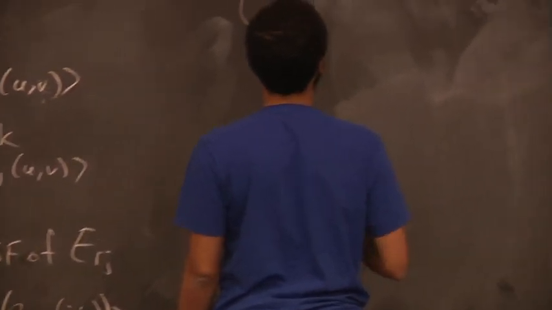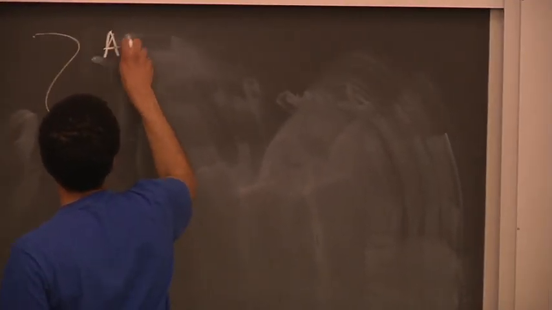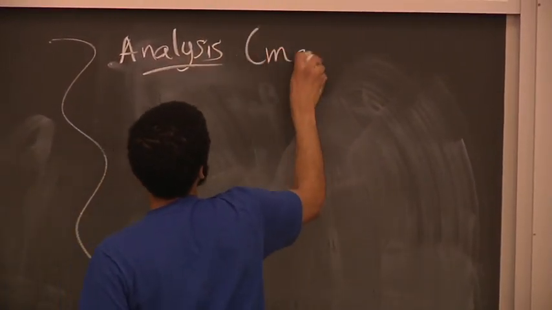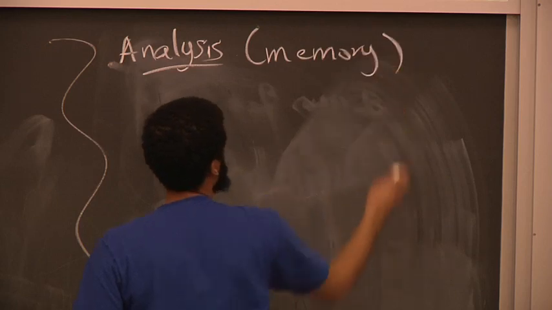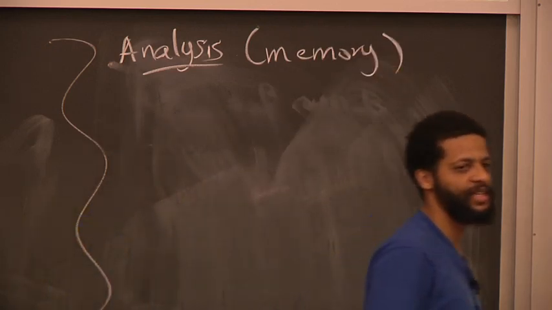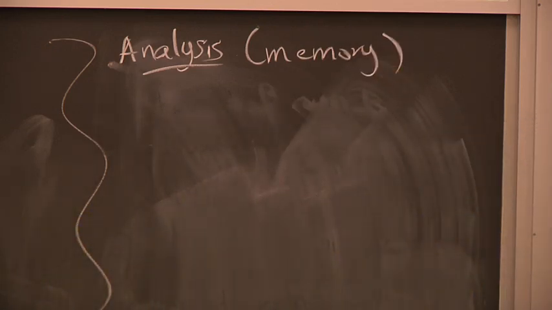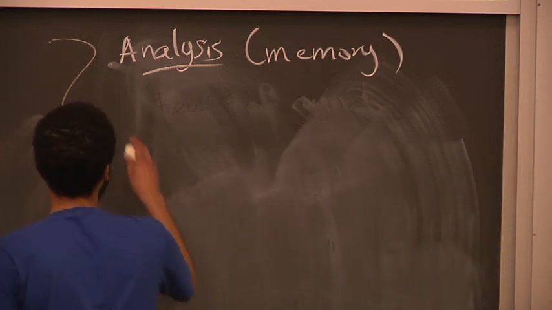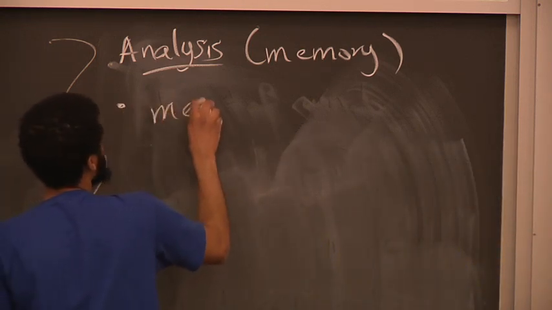In particular, the memory. So analysis of, let's say, the memory. What I want, the trivial solution, as always, is one machine gets all of the graph and then computes the MST. And I don't want to assume that one of my machines can store the entire graph. So I want to say that the memory per machine is much smaller than m.